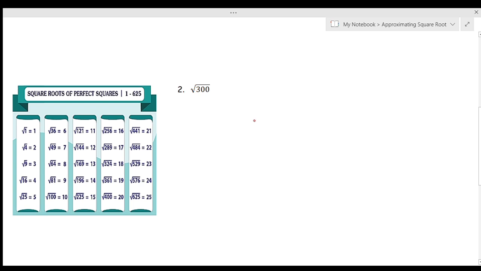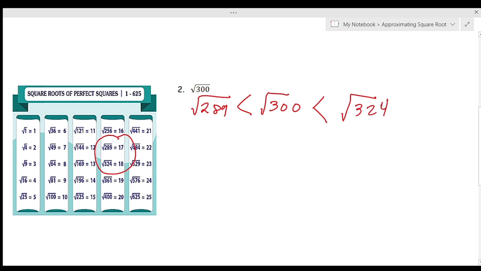So aalamin natin kung saan natin matatagpuan ang square root of 300 dito sa first 1 to 25 result of squaring a perfect square. So 300, nandito po siya. Okay, dito po natin matatagpuan. Meaning to say, square root of 300 lies in between the square root of 289 and then the square root of 324. And then what is the next step?